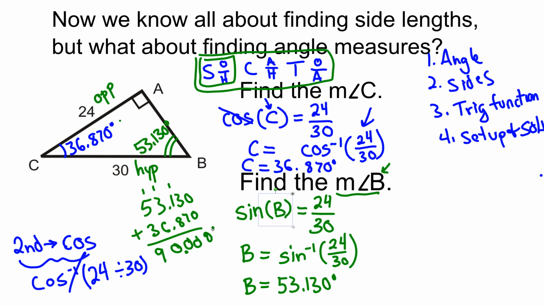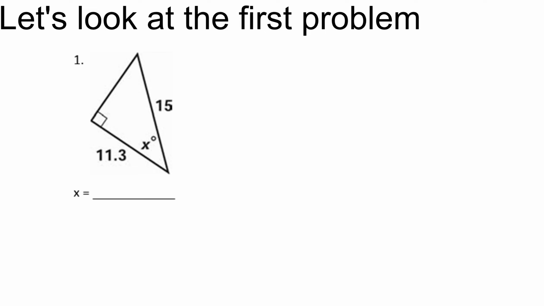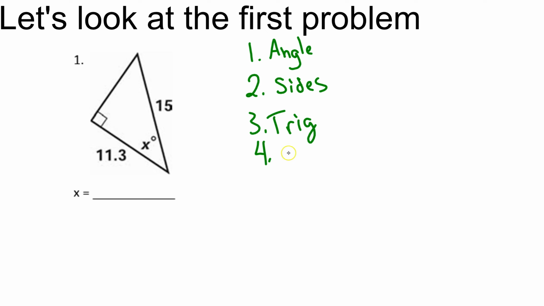Let's take a look at one more example and then I'll leave some for you guys to try. So first problem here. Again, all we're going to do is follow those same steps. Step 1, find the angle. So this one's on your worksheet. Step 2, identify the sides. Step 3, pick your trig function. And step 4, set up and solve.